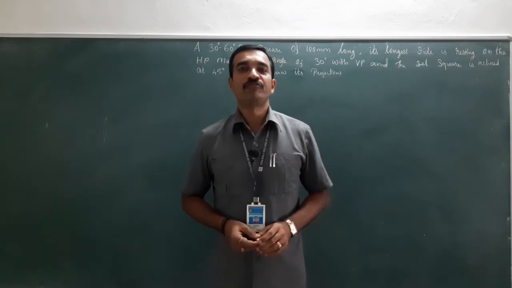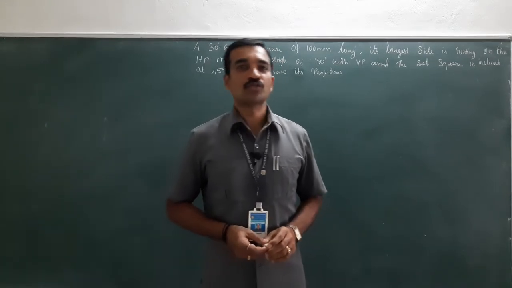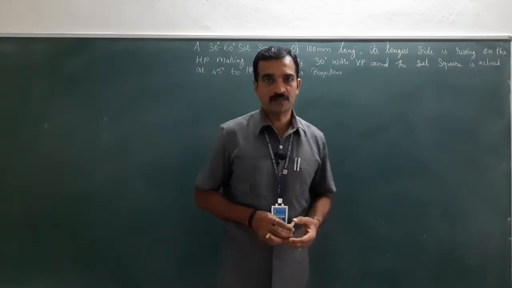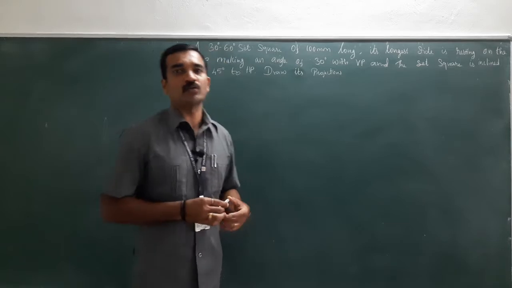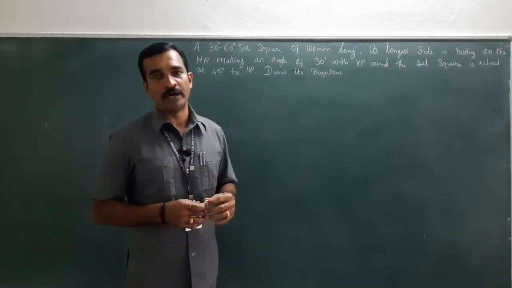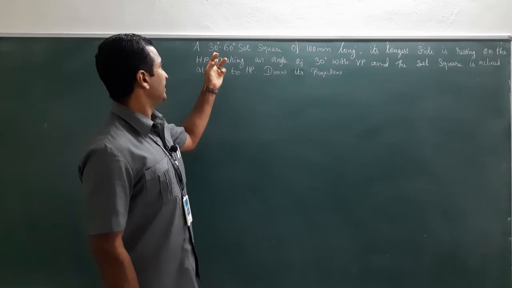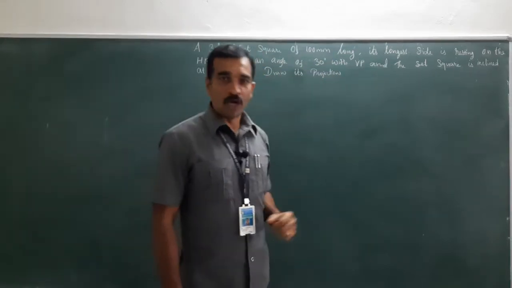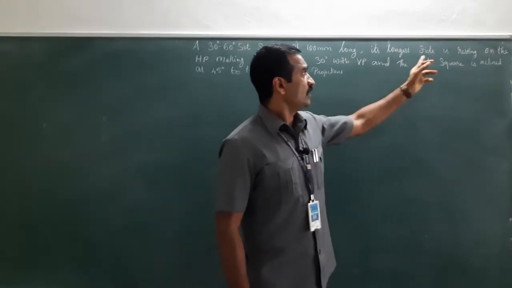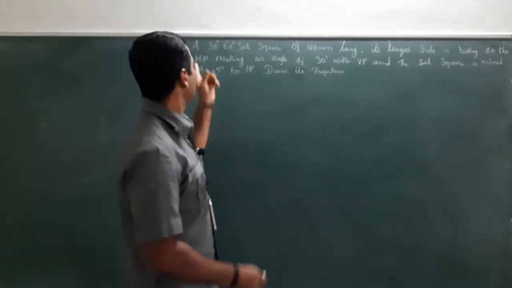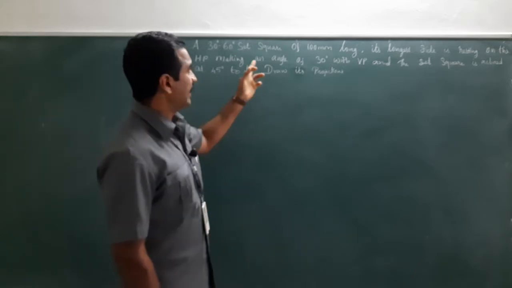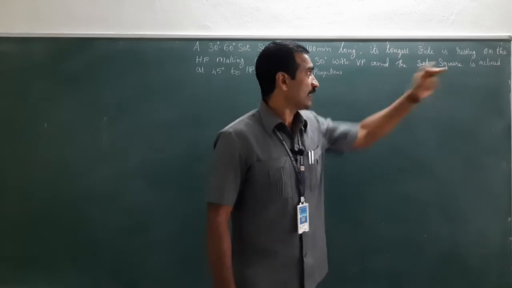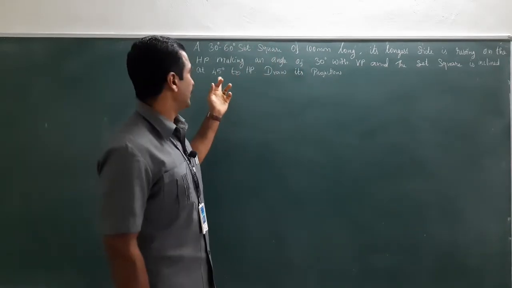Very good morning, students. For this lecturing video session, I am going to solve a problem from the chapter Projections of Plane Surfaces. Let me just read out the question and make you understand what has been asked and what needs to be drawn. A 30 degree 60 degree set square of 100 mm long, its longest side is resting on the HP, making an angle of 30 degree with VP, and the set square is inclined at 45 degree to HP.